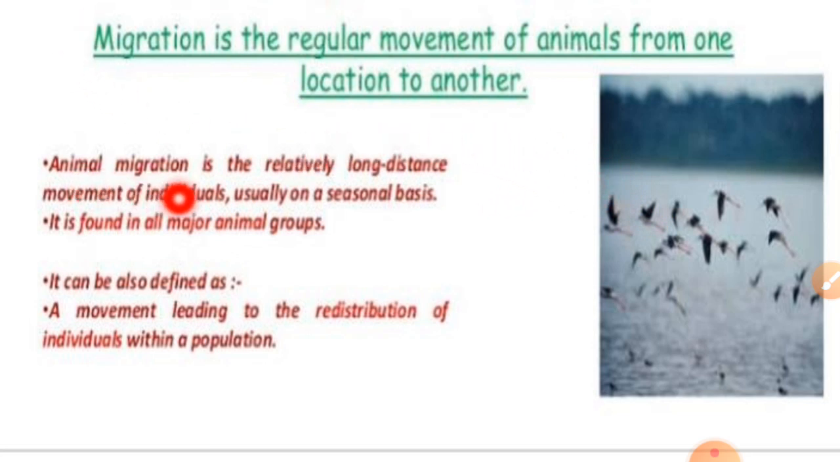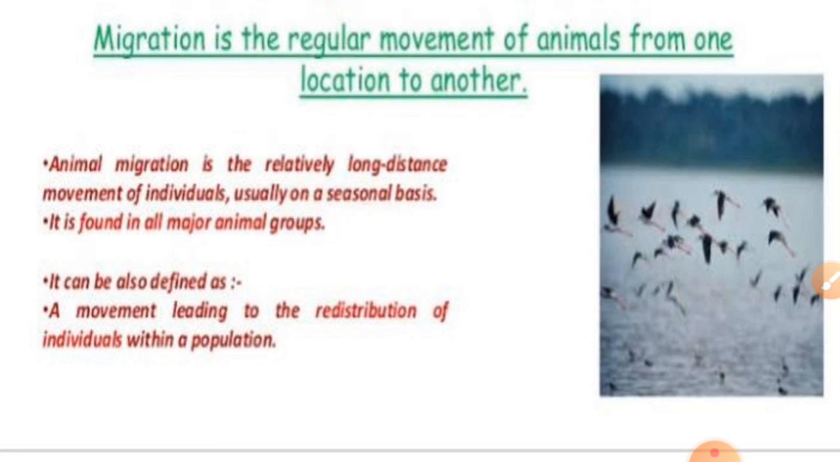Animal migration is the relatively long distance movement of individuals, usually on a seasonal basis. It is found in all major animal groups. It can also be defined as the movement leading to the redistribution of individuals within populations. So migration means when animals or insects move from one place to another place for food, for climate reasons or anything else, it is called migration.